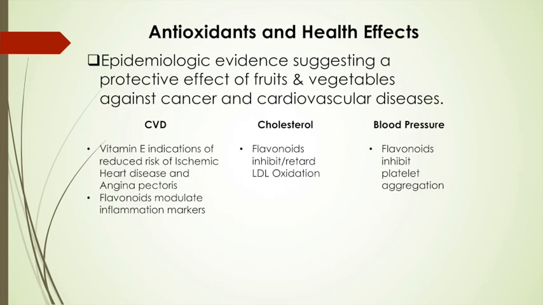Here are some examples of how this works. Flavonoid molecules that act as antioxidants in the lab may actually provide health benefits by modulating the inflammatory response, slowing the oxidation of low-density lipoproteins, or inhibiting platelet aggregation in cells.